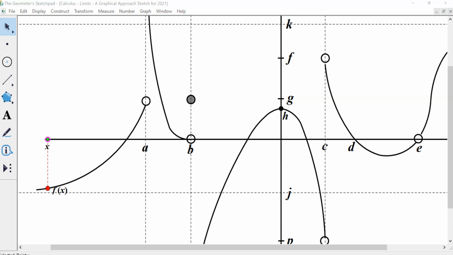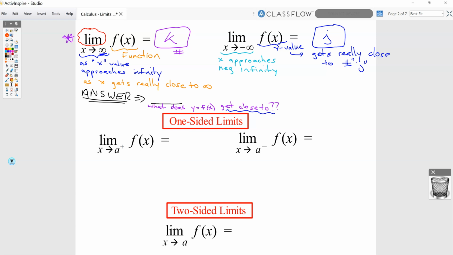All right, let's go back and talk about some terminology now. There are different types of limits. Those first two were limits at infinity, positive infinity or negative infinity. Now what we're going to talk about is what we refer to as a one-sided limit. Whenever you see a little plus sign or a little negative sign in the superscript, (superscript means above the number, subscript means below the number), that tells you that you're dealing with what we refer to as a one-sided limit.